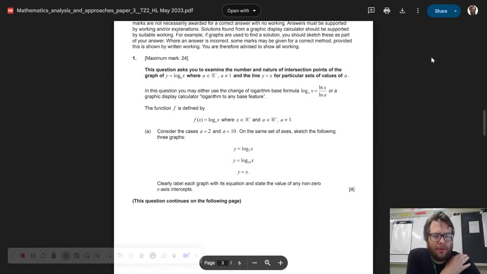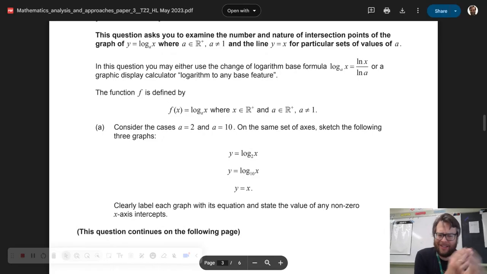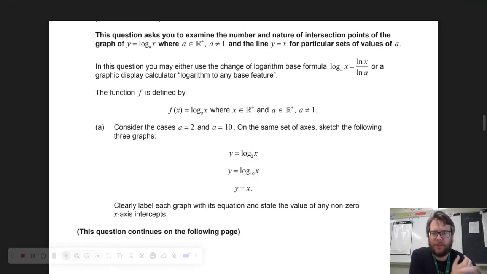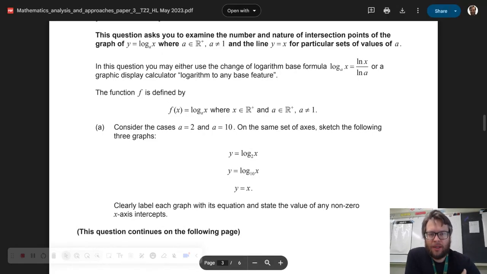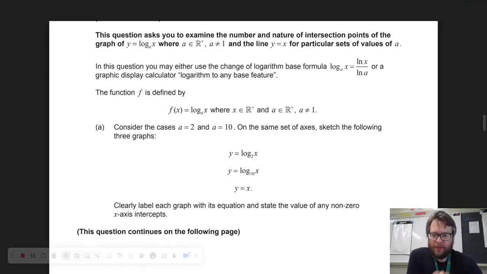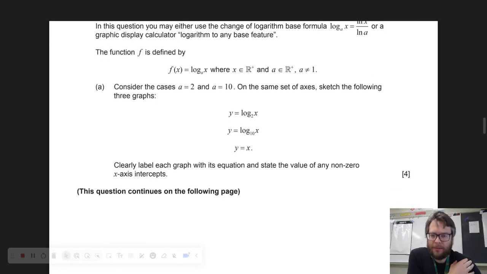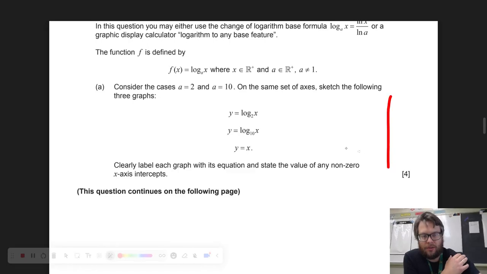I want to do one more Paper 3 example problem because there are different styles. The one I did before was all geometric, and this one is more calculus and functions based. So, we've got some logarithms here, and they want us to graph these 3 functions.